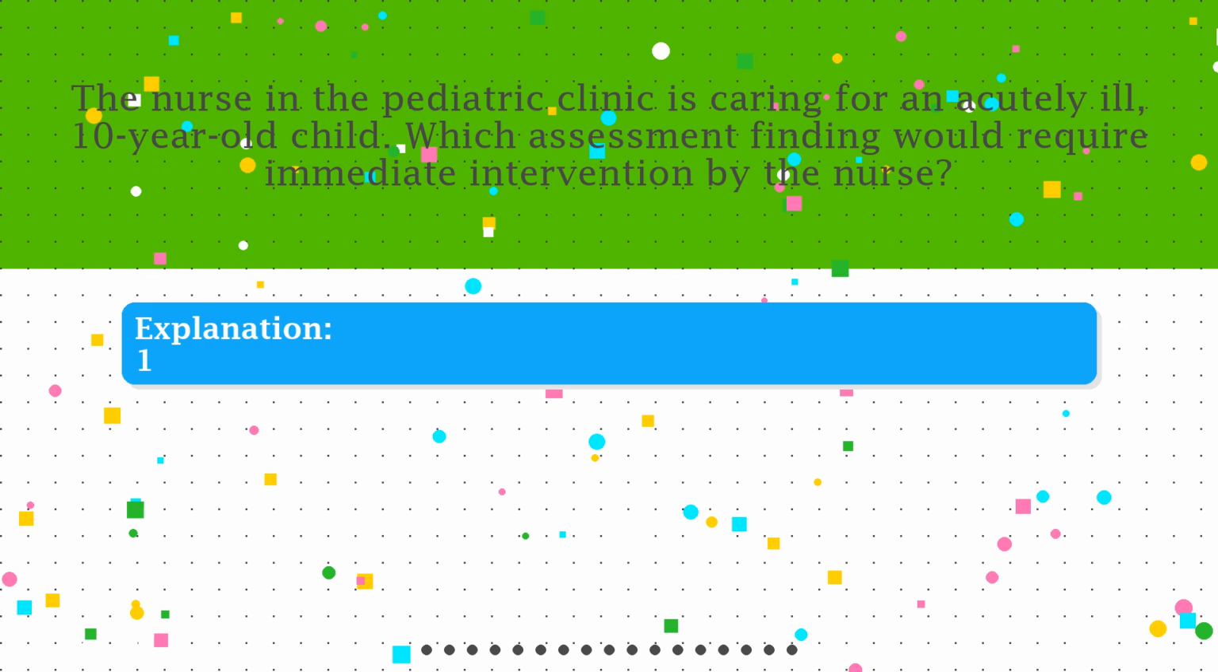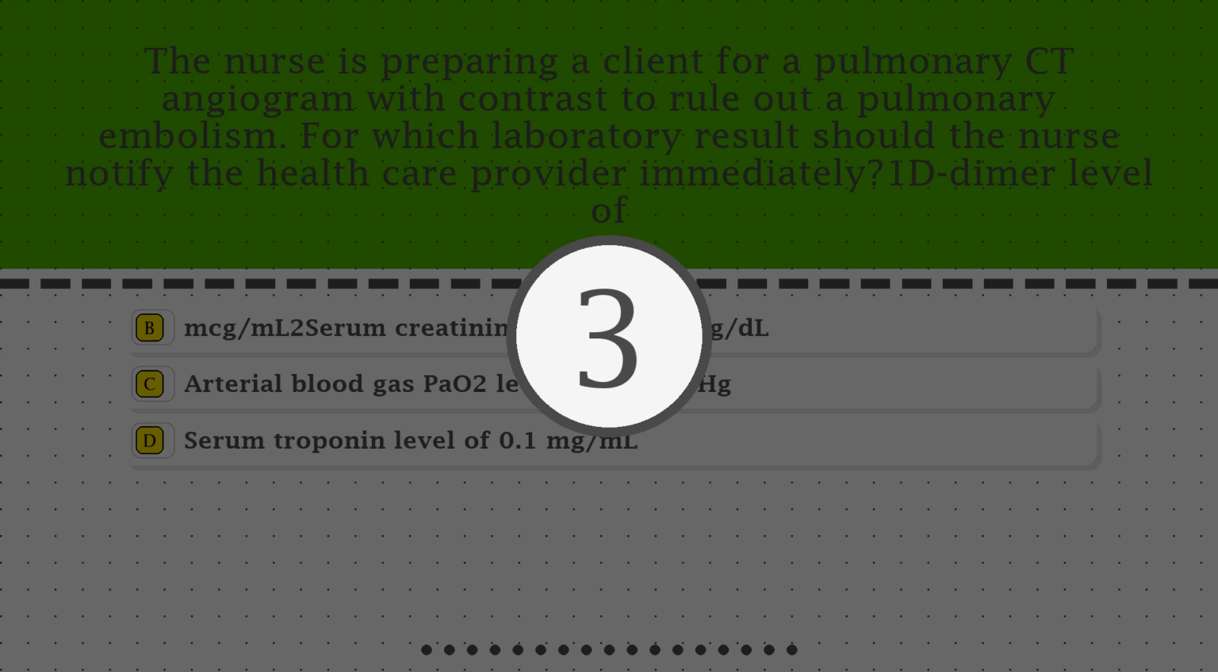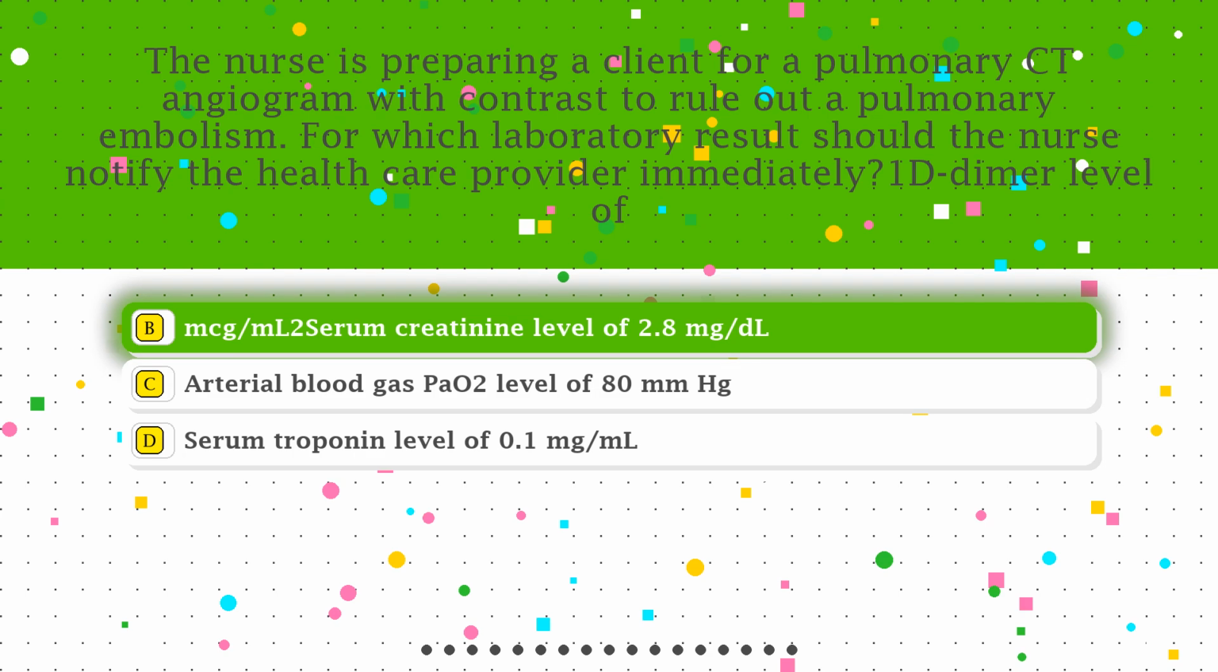Question 2. The nurse is preparing a client for a pulmonary CT angiogram with contrast to rule out a pulmonary embolism. For which laboratory result should the nurse notify the healthcare provider immediately? Option A, D-dimer level. Option B, serum creatinine level of 2.8 mg/dl. Option C, arterial blood gas PaO2 level of 80 mm Hg. Option D, serum troponin level of 0.1 mg/ml. The correct answer is option B, serum creatinine level of 2.8 mg/dl.